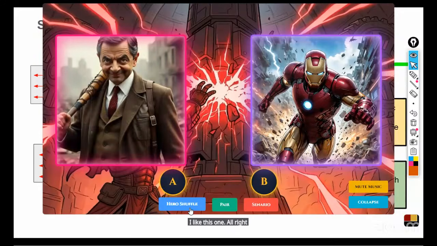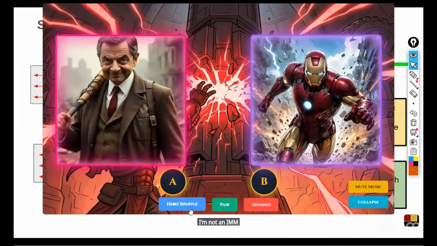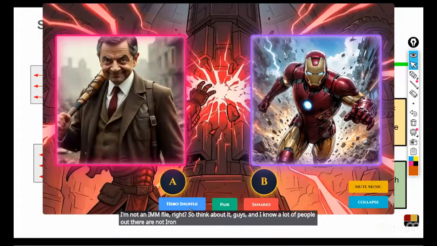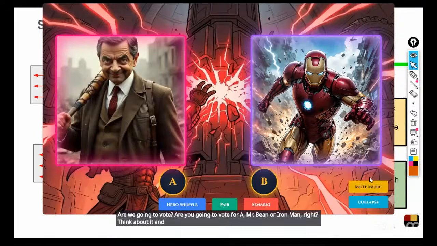So it has Mr. Bean, right? You all know Mr. Bean, the comedian, Johnny English, one of the coolest characters of all time, in my opinion, or Iron Man. Believe it or not, I'm not an Iron Man fan, right? So think about it, guys, and I know a lot of people out there are not Iron Man fans, right? So we're gonna launch the polls in a little while, and we're gonna vote. Are you gonna vote for A, Mr. Bean, or Iron Man? Think about it, and I'll launch the polls in a little while.